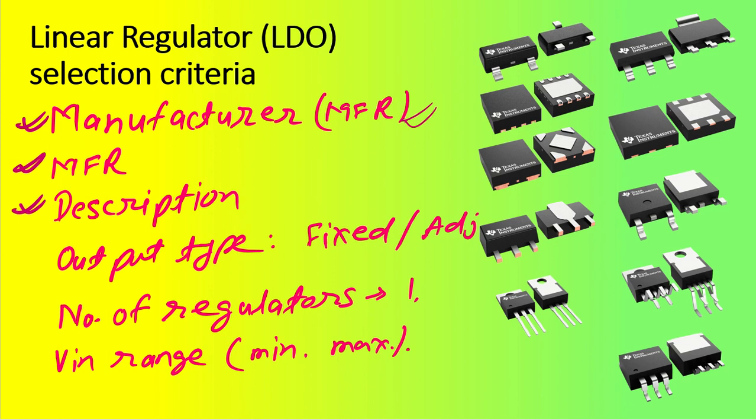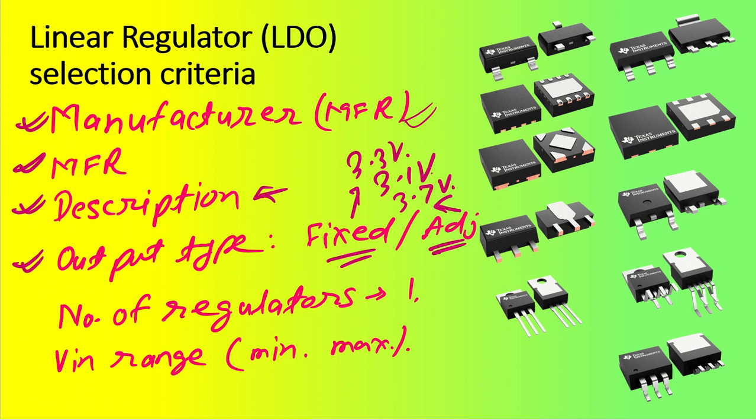Coming to the description part, what are the parameters that you need, like whether it is a SOT package, or whether it is 100 milliampere or 1 ampere, or it is SMD or through hole. All these things will come under your description parts, given one by one. What is the output type? Output type may be a fixed regulator or an adjustable regulator. So let's say you need 3.3 volt output, so you will go ahead with fixed regulators, or you may need 3.1 volt sometimes or 3.7 volt sometimes. That time you may go ahead with adjustable, but adjustable can also do 3.3 volt.